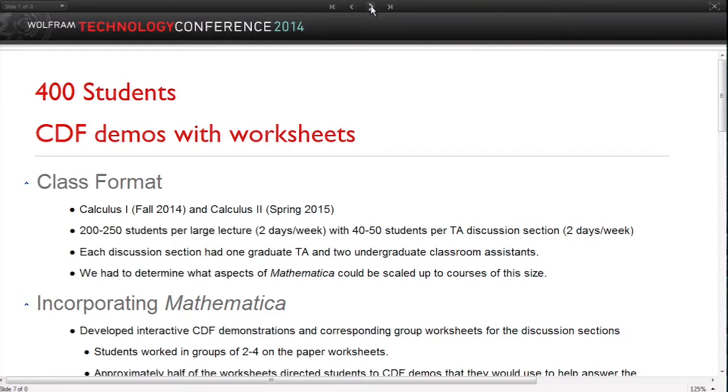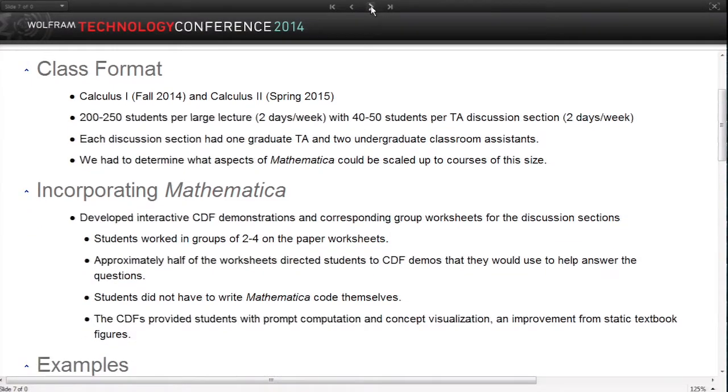And so that's what we said, well, let's go ahead and develop a bunch of CDF demonstrations. And the way we're going to incorporate it is sometimes in the classroom. I definitely bring it into the classroom. But when they're doing their active discussion worksheets with the graduate TAs 2 days a week in their small groups, we're going to have some of those questions be ones that require them to access a CDF.